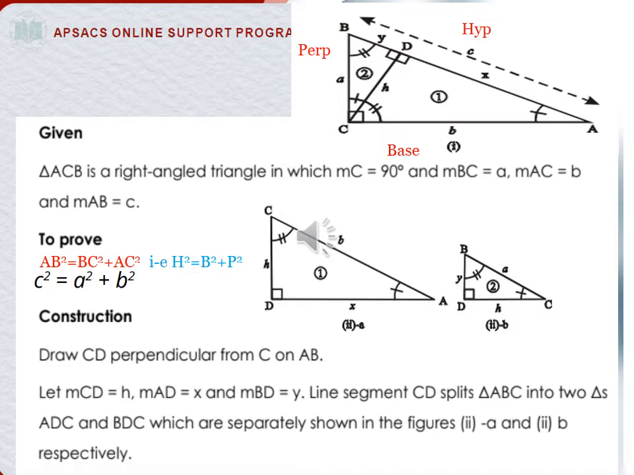Now, after making this perpendicular line segment, side AB has been divided into two parts. The one is AD, so the measurement AD equal small x and measurement BD equal small y. And triangle ACB has been divided into two sub-triangles. The one is ACD, the other is BCD. And in the figure, we can observe angles of equal measurements are also marked.